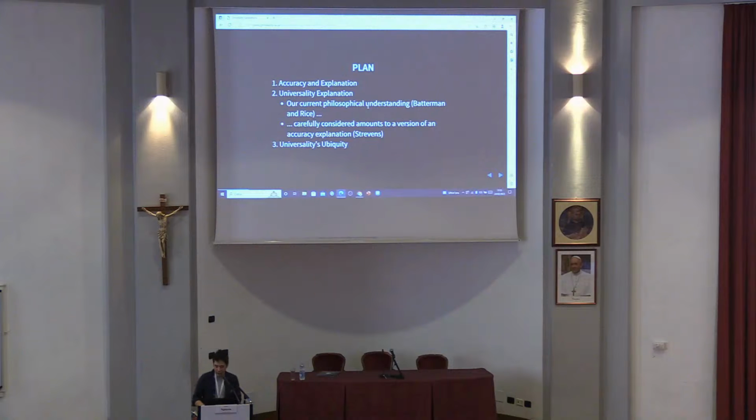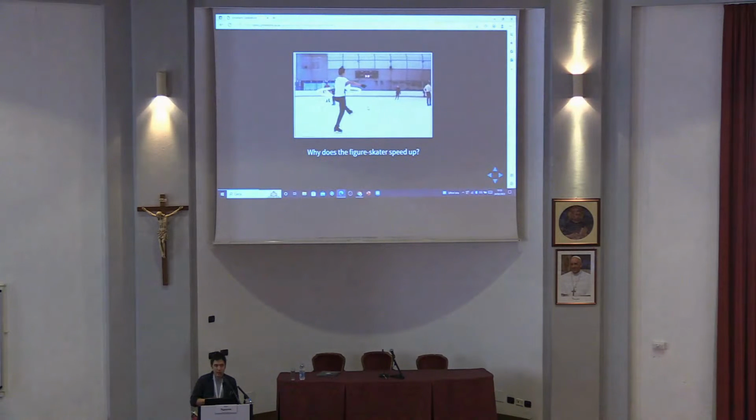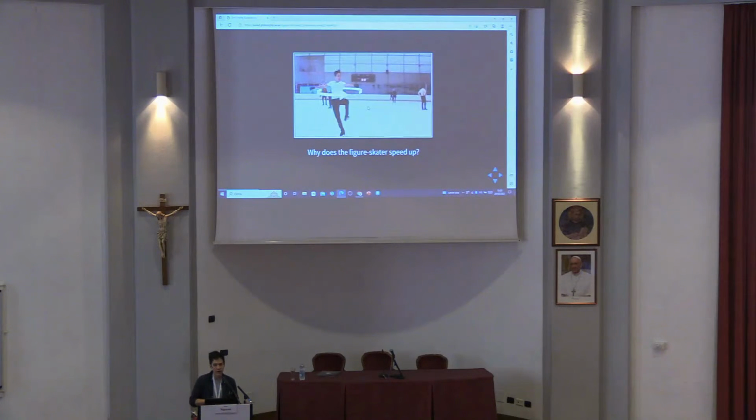So to get started, a recap on why you might think that the notion of explanation and the notion of accuracy are intimately related to one another. This is a standard philosophy of science 101 example. You ask students to offer an explanation of why, when that figure skater pulls his arms in, his rotational velocity increases. Why does the figure skater speed up when he brings his arms in?